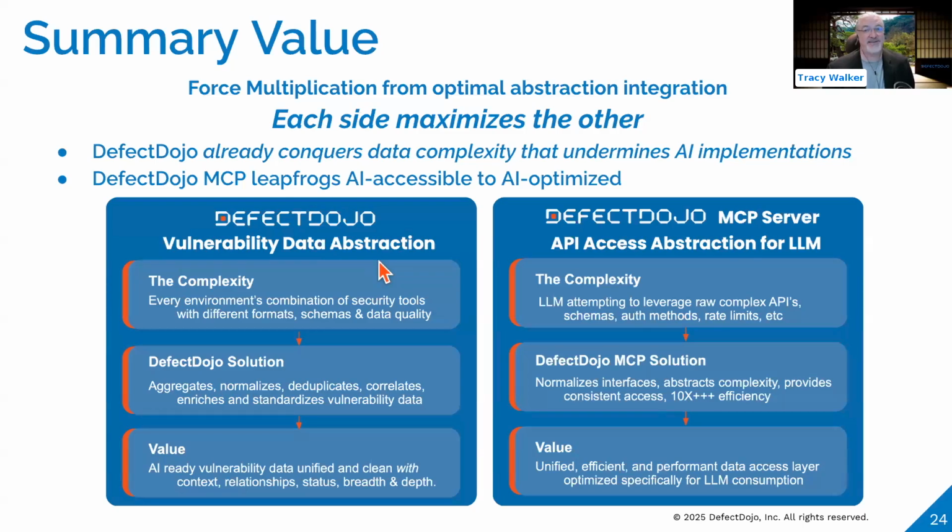Wow. So in summary, that was fast. Force multiplication for optimal abstraction. Each side maximizes the other. DefectDojo is already doing all the hard work because normalizing and deduplicating across all of these different tools is not easy. I think it's underestimated how different all these tools and the data that they provide can be. Even if it's just the same CVE identifier, it's insane how they're all different and don't necessarily work together.